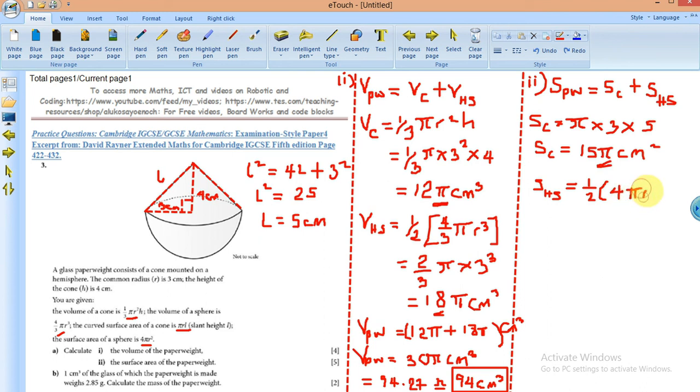So that will be 2 pi, my radius is 3, so times 3 squared. So that's 9 times 2, that's 18. That's 18 pi. Okay, so the unit is cm squared.